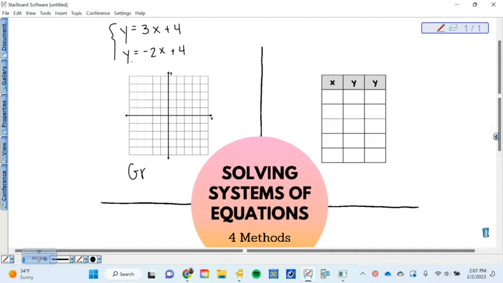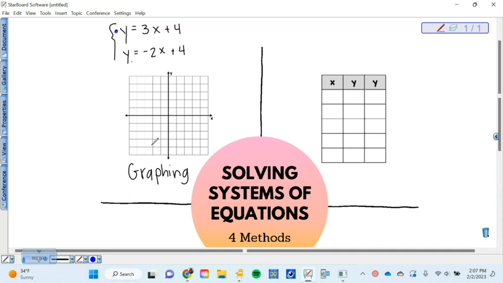Solve by graphing. So when we solve by graphing, all we're doing is graphing both lines and seeing where those two lines cross. So let's start with that first line. This is slope-intercept form. So what do we need to plot first when we're graphing from slope-intercept form?